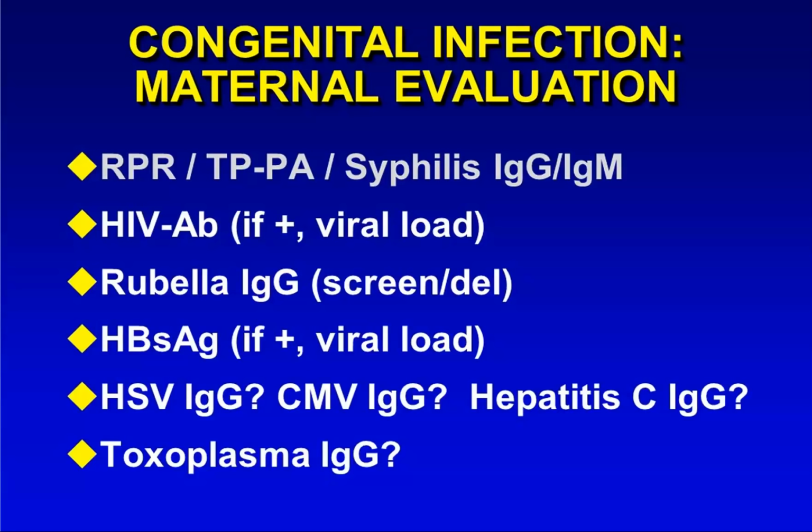Rubella IgG is done routinely, but what's more important, rather than rubella IgG being positive, is rubella IgG being negative. Because if she's negative, that woman should be vaccinated postpartum in order to prevent a congenital rubella with a subsequent pregnancy.